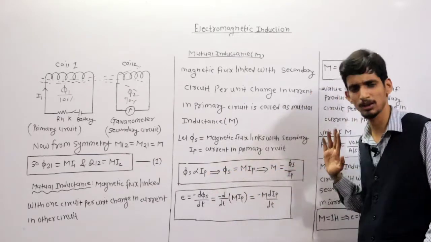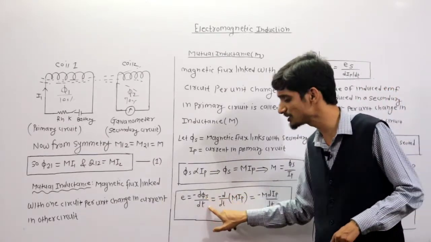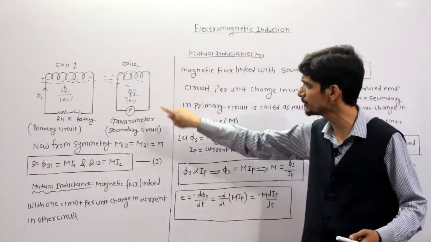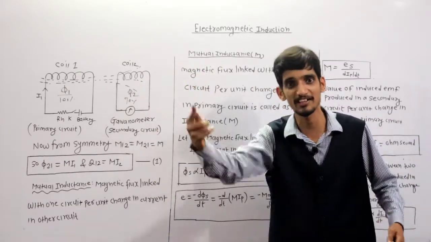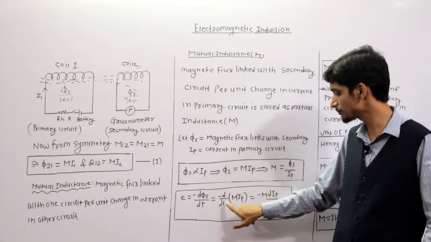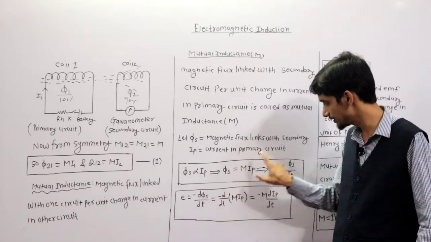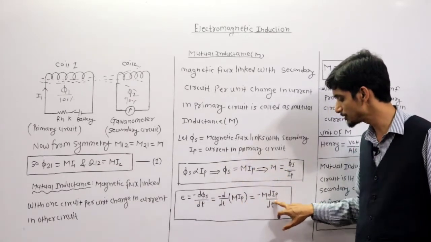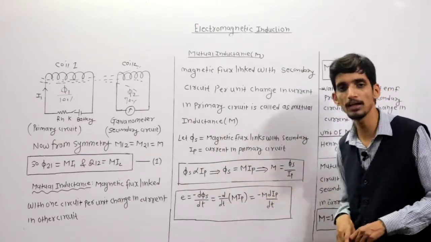All are the same formulas only. Now as per Faraday's law, E is equal to minus dφS by dt. Definitely EMF is induced in this coil, so definitely there should be change in flux. That flux is φS. Change means derivative, so E is minus dφS by dt, which is minus d by dt of M into IP. So that's why it is minus M into dIP by dt. So this is E is equal to minus M dIP by dt.